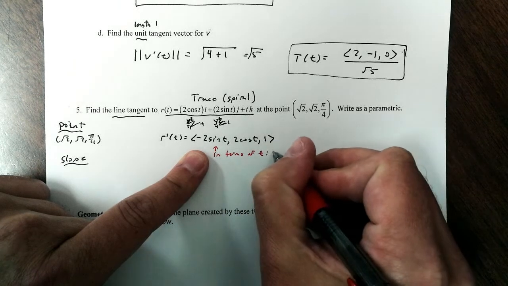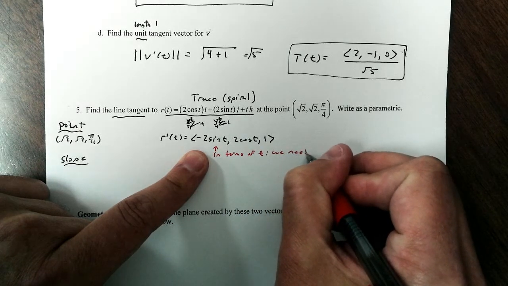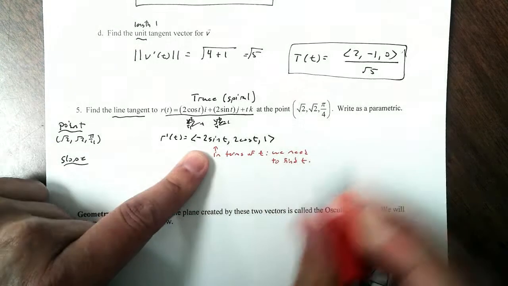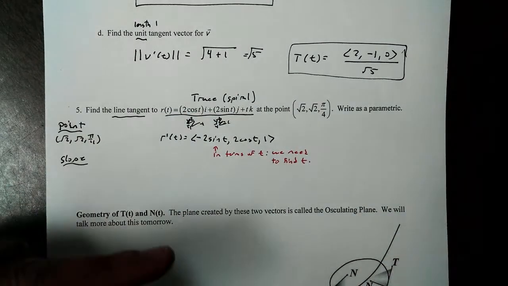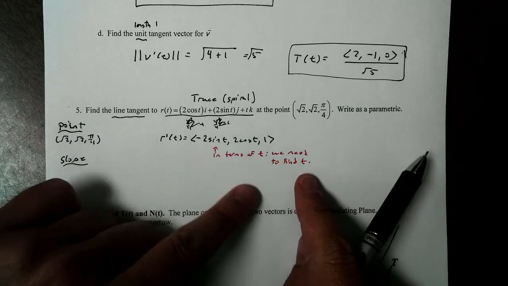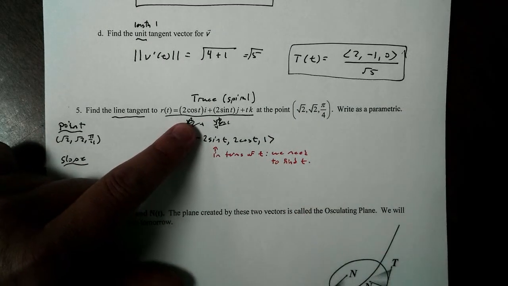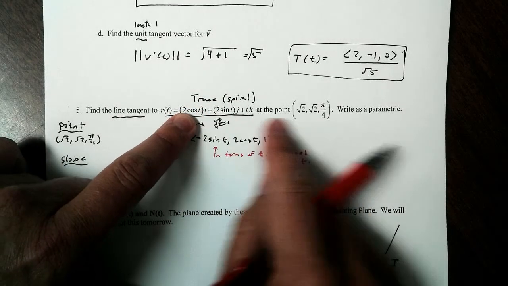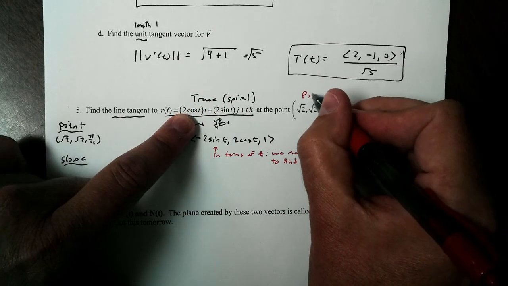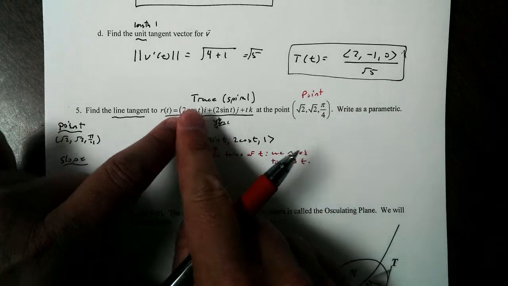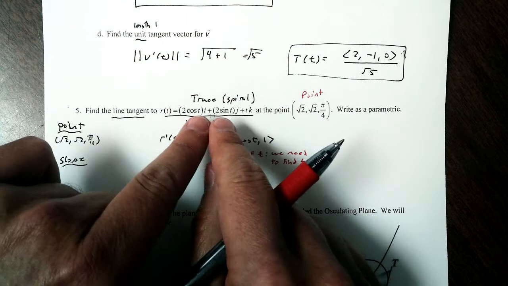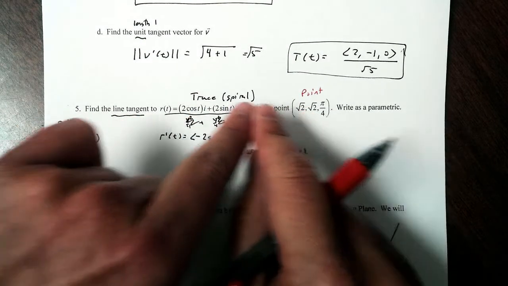So therefore, we need to find t. So we need to find the t-value there. To get the t-value, we're going to go back and look at our original function. Remember, this is the path that we are on. We also have to intersect this point. This path has to intersect this point. So we can use corresponding values.